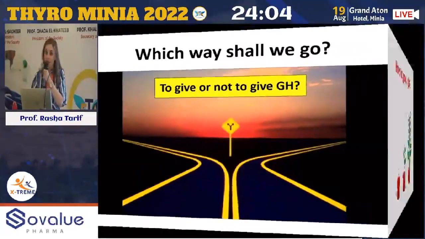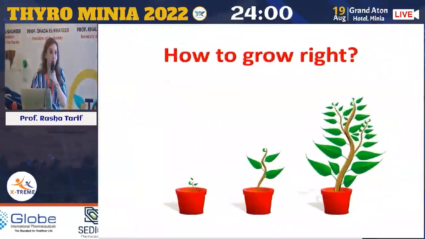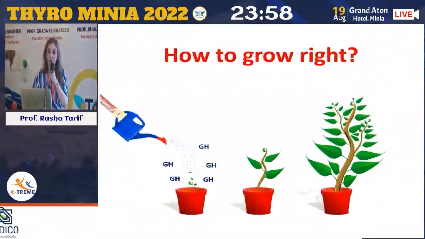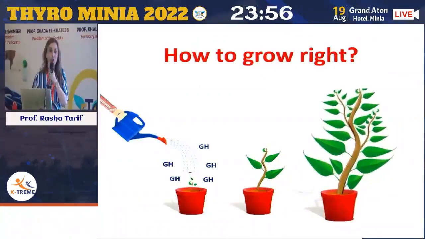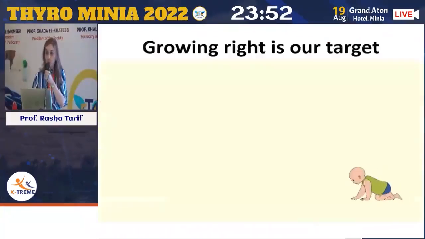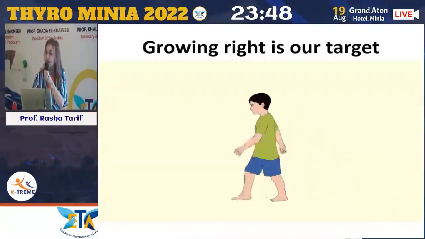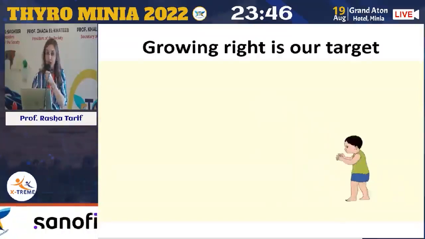not in each child. And we need to grow right, because the question is not just giving growth hormone to make the child grow. The question is how to grow right. Prescribe growth hormone when indicated, because growing right is our target, not just giving growth hormone.